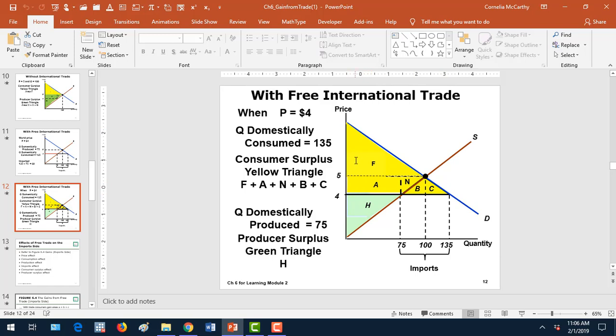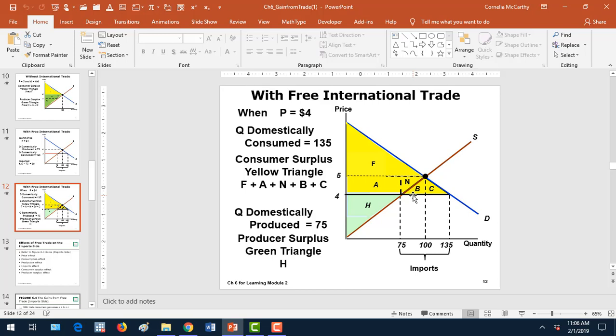F was consumer surplus in the closed economy. A was producer surplus, but since the price fell, the consumers pay less to get the same benefit. That's also true for N. B and C are new surplus. B was not surplus before because it was under the demand supply curve, which meant it wasn't additional. You paid for it and you got the benefit.